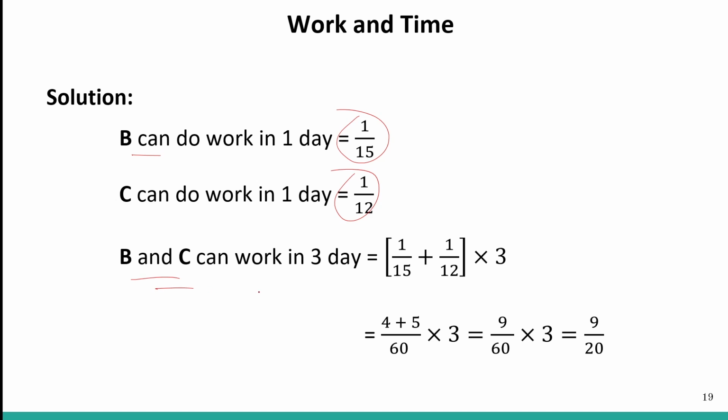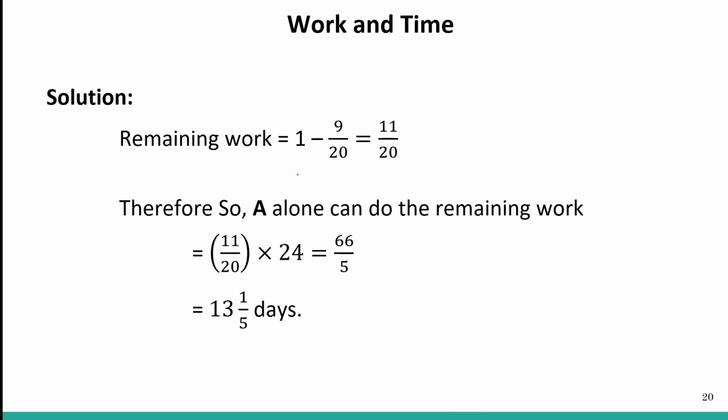So B and C combined work for 3 days. How much? 3 into 1 by 15 plus 1 by 12, that is equal to what? 9 by 60 into 3. So this is 9 into 3 by 60, which reduces to 9 by 20. So the remaining work will be 1 minus 9 by 20, which is equal to 11 by 20. So this much amount of work is remaining.